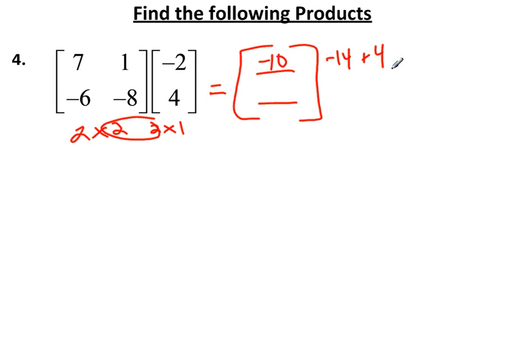And that's how you could do it without showing the work. But if you struggle at all, I would show the work. This one is row 2, column 1. This would be negative 6 times negative 2, which is a positive 12. Negative 8 times 4 is a negative 32, which would give me an answer of a negative 20. And that would be my solution.